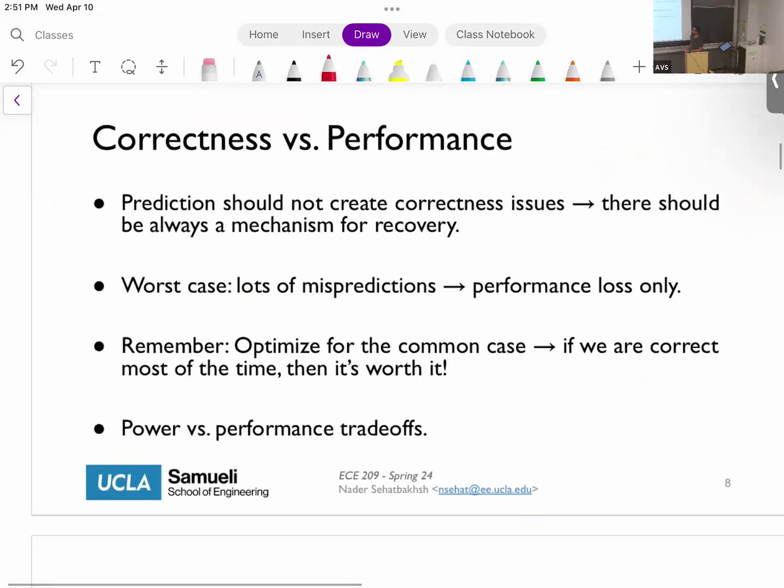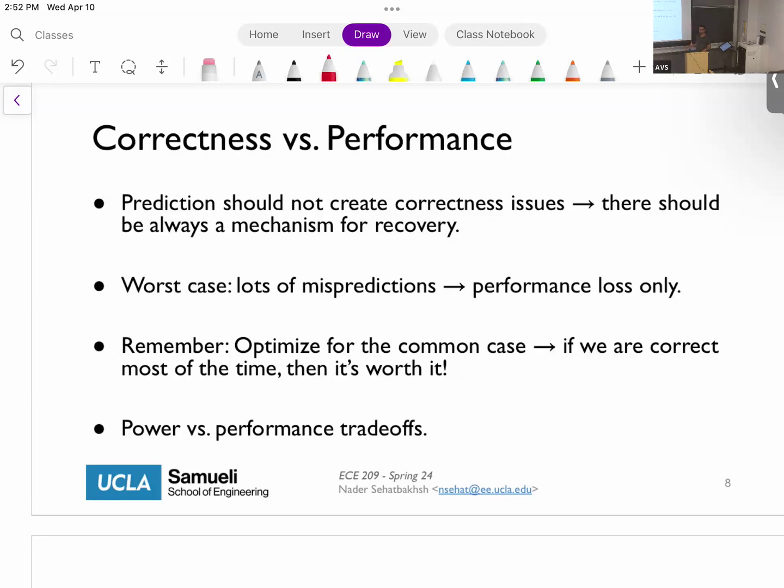Another big thing about branch predictors before jumping into the actual logic is that a branch predictor is just for performance, and branch predictors cannot produce correctness issues. As a result, since by nature branch prediction could cause wrong predictions, we need a mechanism for recovery, right? So any branch prediction, any sort of speculation should be coupled with some method for recovery. You never do something that you cannot recover from.